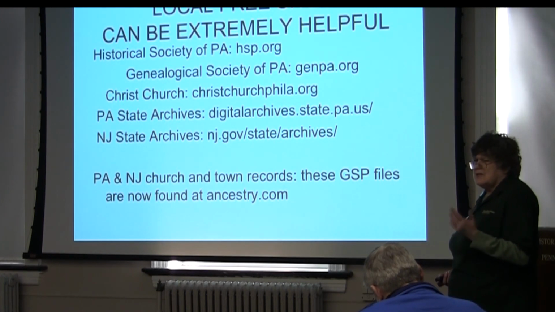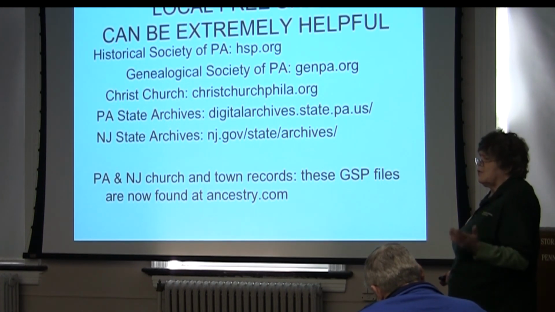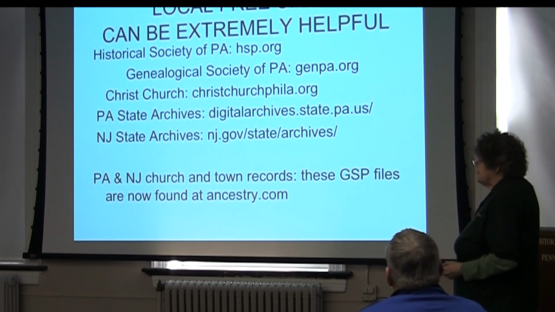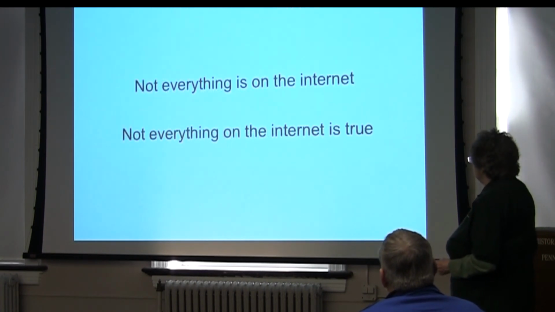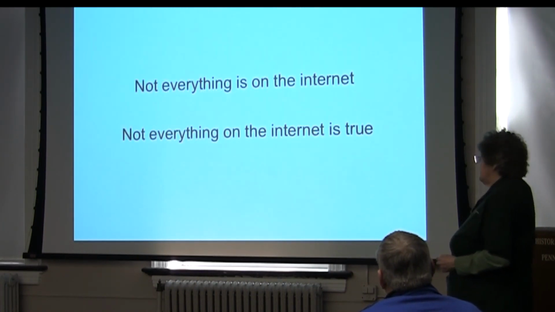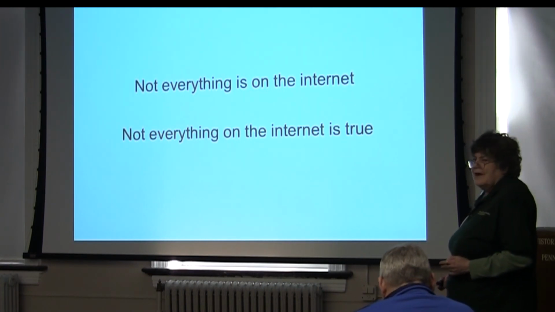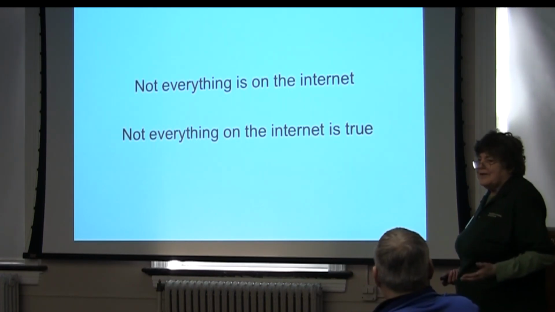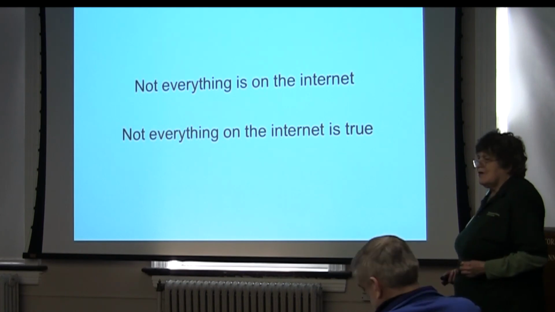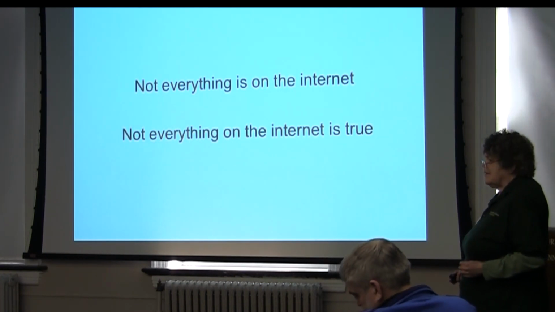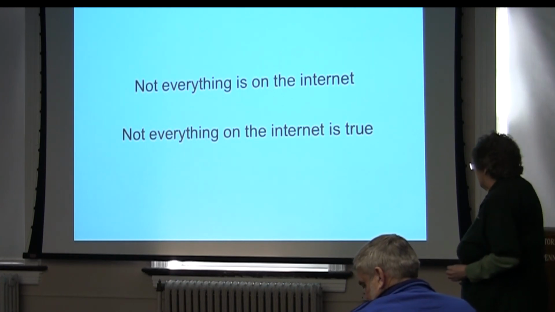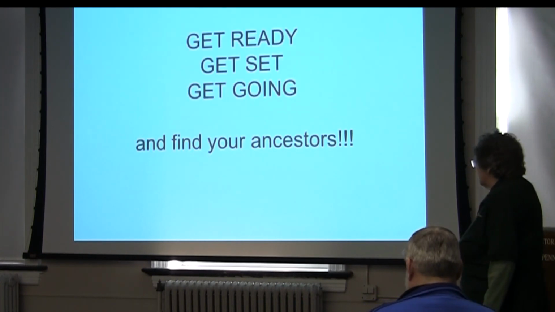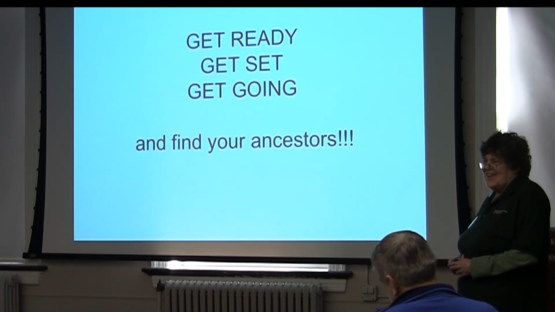So there are many church records from Pennsylvania and New Jersey, some county court records, mayor's court index, Philadelphia, things like that. So lots of stuff out there. Just an internet caution: not everything is on the internet. Even though there's more every day on the internet, and that's certainly true, we may never reach the point where everything's on the internet. So you have to learn about going to actual sources and doing the research in an old-fashioned way. And not everything on the internet is true. Figure that. Okay, so we hope you're going to get ready, get set, and you're going to find your ancestors.